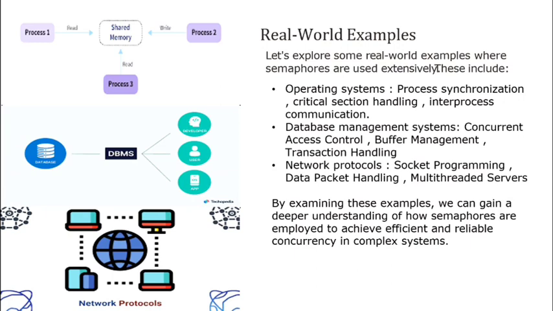So, in all these real-world examples, semaphores play a critical role in achieving efficient and reliable concurrency. They help prevent race conditions, ensure synchronized access to shared resources, and facilitate effective coordination among various components, ultimately contributing to the proper functioning of complex systems.